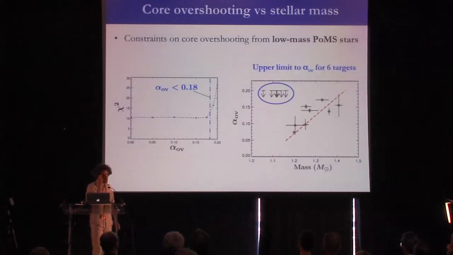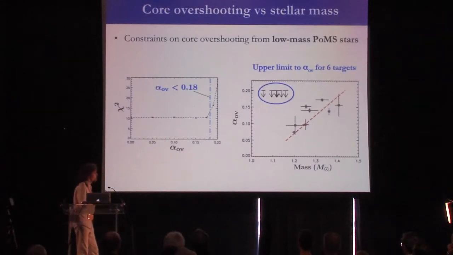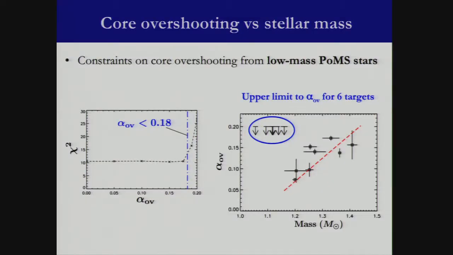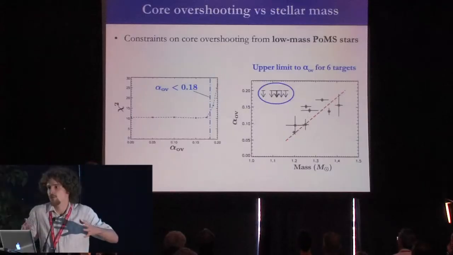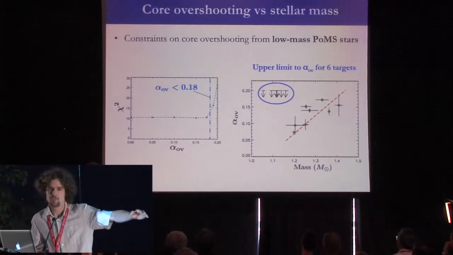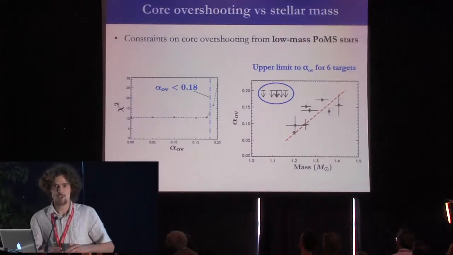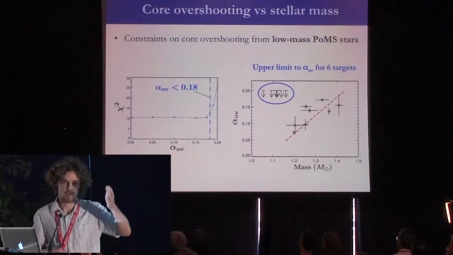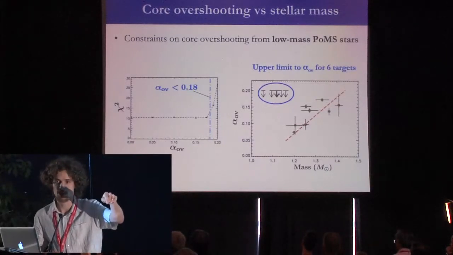And if I have just a few seconds more, yes? Okay, one other thing that we can say is that we can also work with the post-main sequence targets. As I said, there are targets which we know are in the post-main sequence. But if you increase the amount of overshooting, after a certain amount of overshooting, then it extends the lifetime in the main sequence. And so you end up with stars in the main sequence when seismology tells you that the star is actually in the post-main sequence.